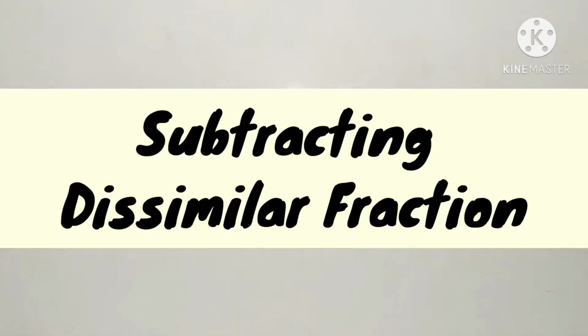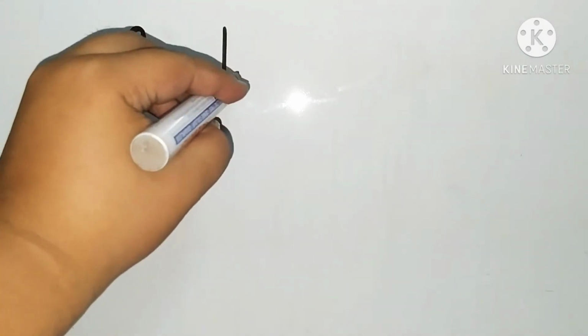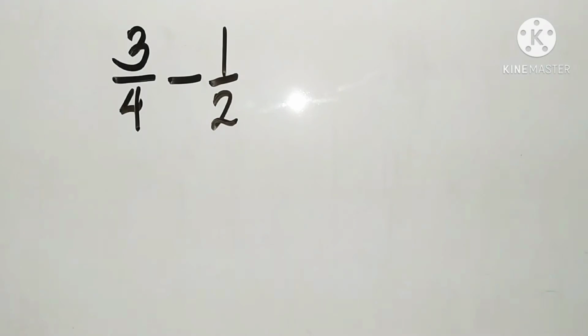So, yun ay about sa similar fraction. Punta naman tayo sa dissimilar fraction. So, dissimilar, magkaiba naman yung ating denominator. So, let's say, binigyan kayo ng 3/4 minus 1/2. Actually, yung process na gagawin natin dito ay parang katulad lang ng addition dissimilar fractions. Meron tayong 3 steps to follow at pwede na natin gamitin yung butterfly method.